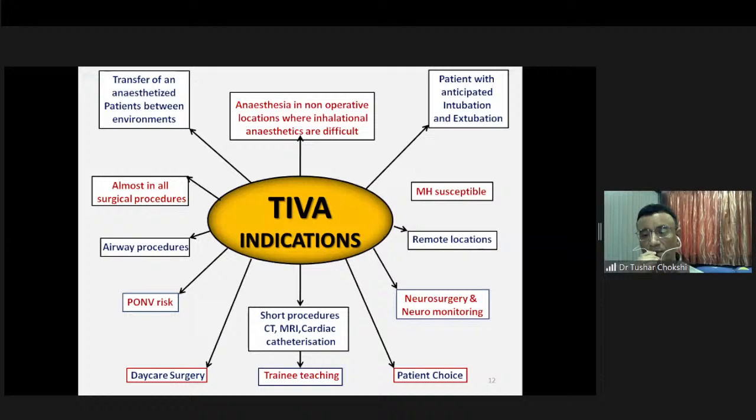Even patient choice matters. I have taken TCI TIVA myself in my spine surgery 2 years back, and I was very comfortable. Even if you transfer your patient from one environment to another, from one operation theatre to another, or from one operation theatre to an ambulance and other places in hospitals, then also TIVA is very useful.